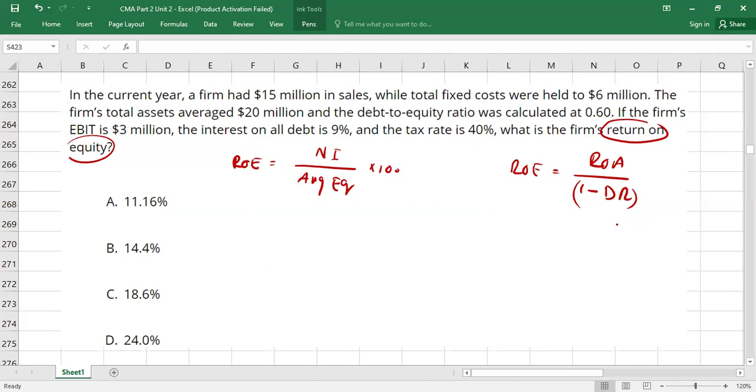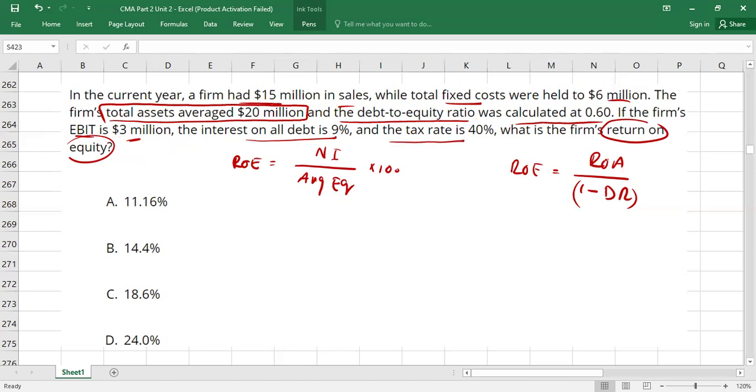So here, guys, let's have a look at the question now. They're saying in the current year, a firm had 15 million in sales. It's the sales value. While total fixed cost was held to 6 million, this is the fixed cost. Firm's total assets averaged 20 million. And the debt to equity ratio was calculated as 0.6. And if the firm's EBIT, this is operating income, is 3 million. We don't need it so far, but to calculate the net income we need EBIT. Interest on all debt is 9% and tax rate is 40%.